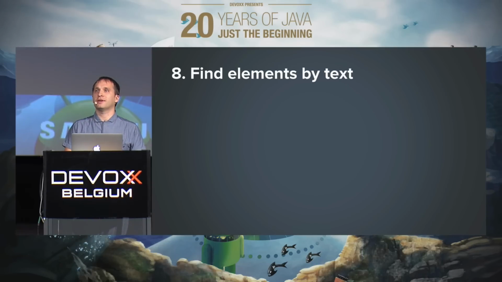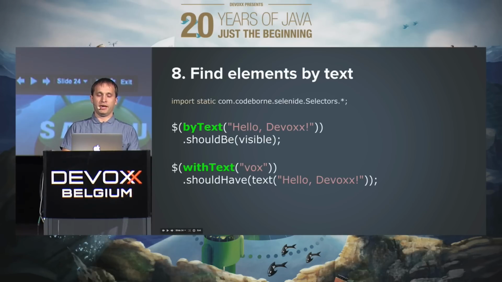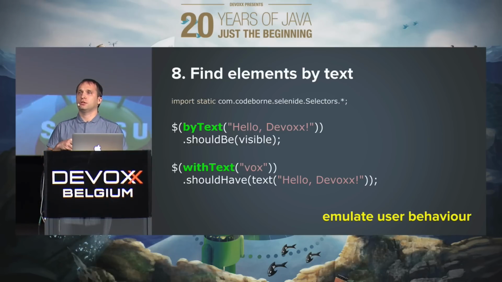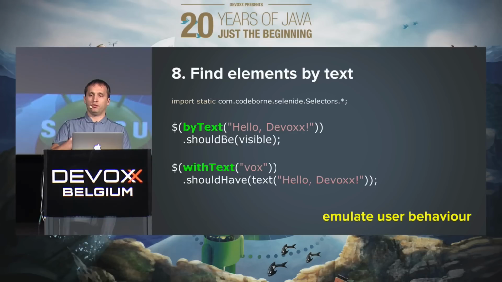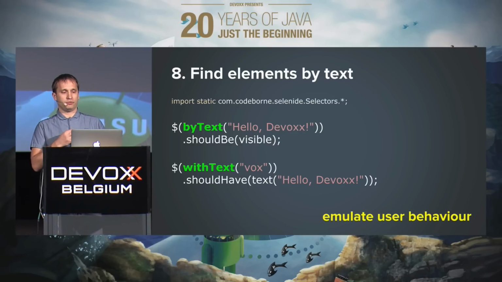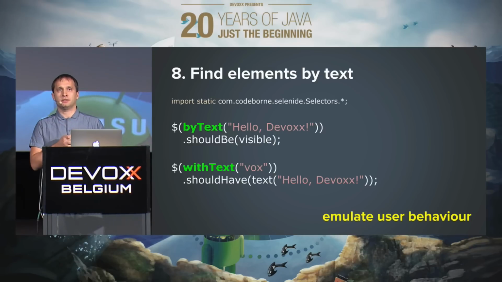So the next thing, you can find elements by text. By text searches for the entire text, and with text searches for the substring. And I personally think that this is a good idea to search elements. This is pretty opposite to the standard practices in testing. Typically, people prefer to find elements by XPath or CSS selectors and so on, but I personally like searching for elements by text because it actually emulates user behavior.